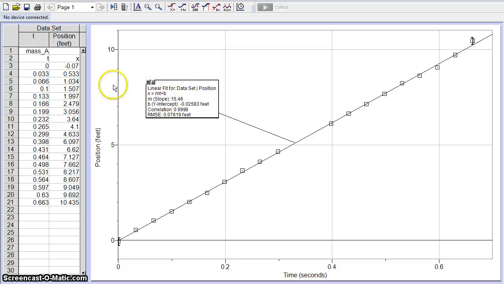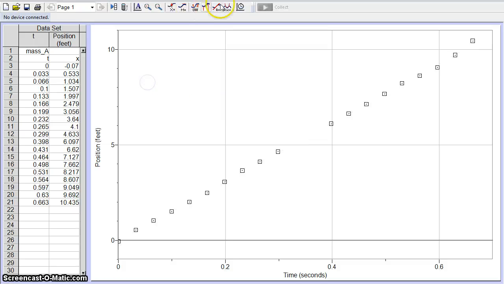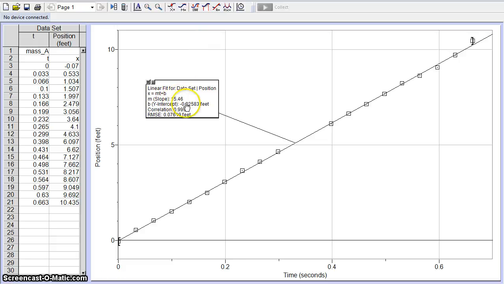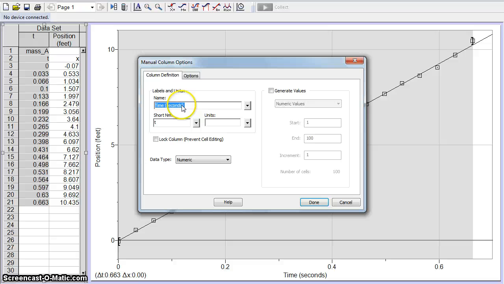So the slope, that's position x. M is the slope, so that would be, whoa, that slope seems off. Let me see if this fixes it. Nope, that's what it says. Okay, whatever. So what that should say, I'm pretty sure, is 15.46 feet per second, but it seems to be off, so I'm just going to try to fix this real quick. Let me see. Oh, that's the problem. So that should fix it, hopefully.